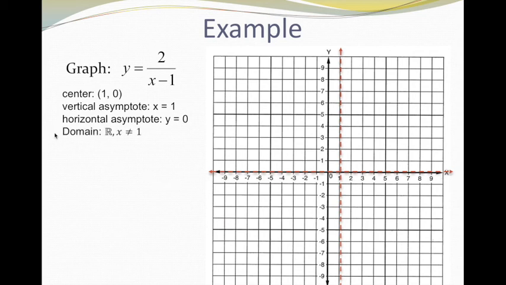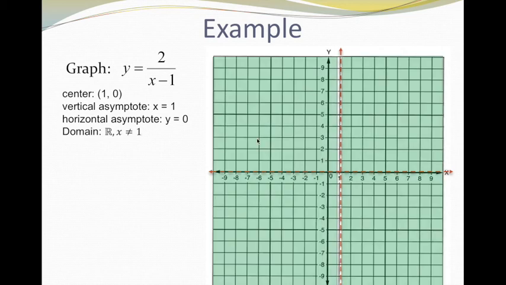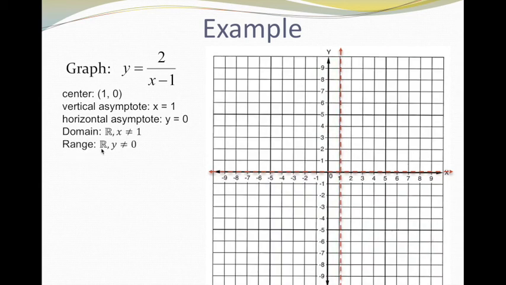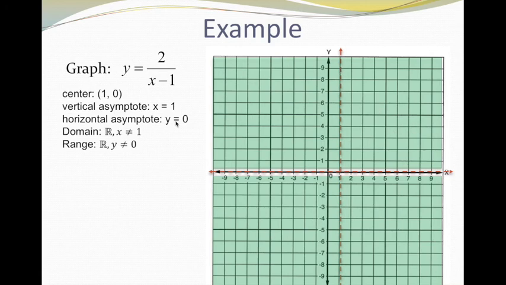So my domain is all real numbers except x cannot equal 1, because if 1 is placed in for x, then this would be 0 on the bottom, and that does not work. So my domain is everything on my graph except for my vertical asymptote. My range is all real numbers except y cannot equal 0. So again, all real numbers except for y equals 0, or my asymptote.